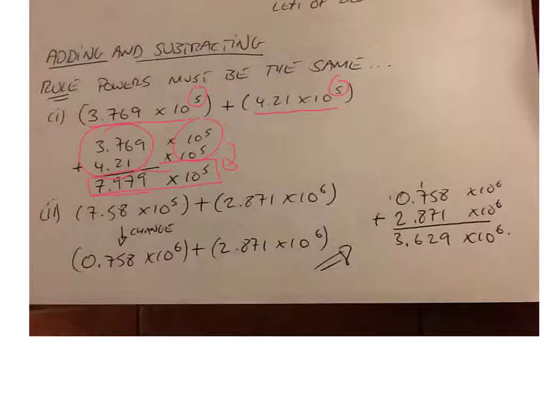Okay. On the other hand, in the second example, I have 7.58 by 10 to the 5 plus 2.871 by 10 to the 6. I can't press ahead there. I must change 7.58 by 10 to the 5, so it's some value by 10 to the 6, and I do that by moving the decimal point one place to the left to give me 0.758 by 10 to the 6. Now I can add 0.758 to 2.871, which I'm doing here, and that's 3.629 by 10 to the 6. And it's the same method if you're doing subtraction.